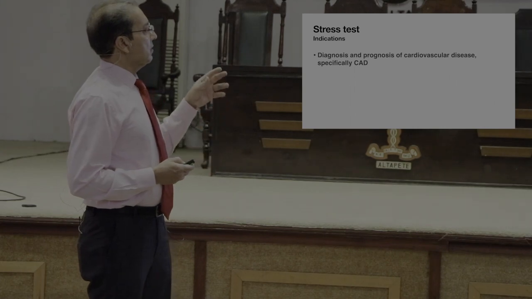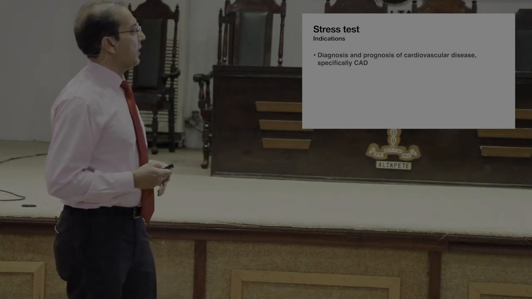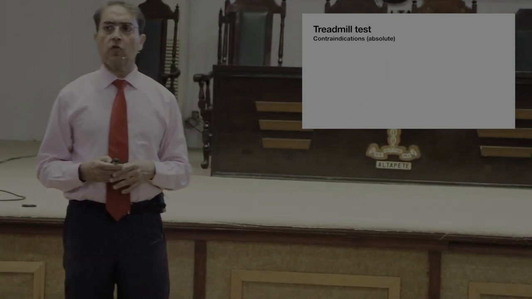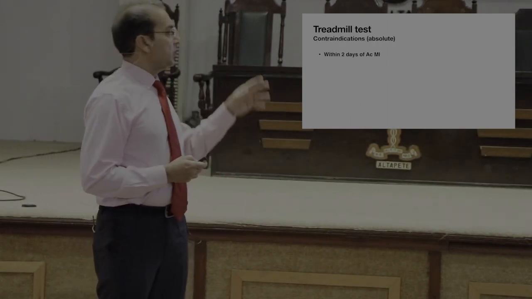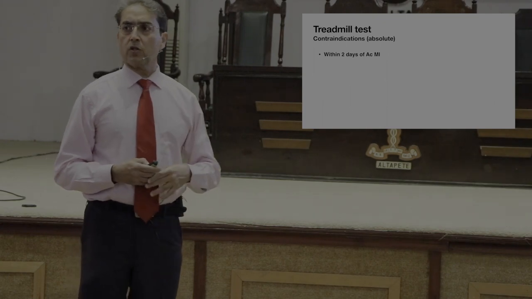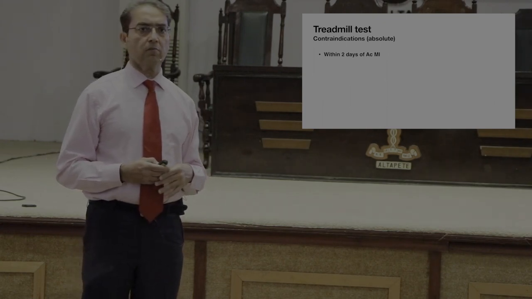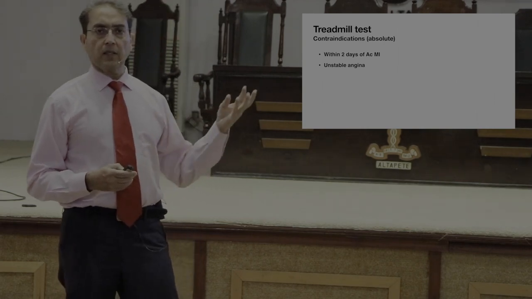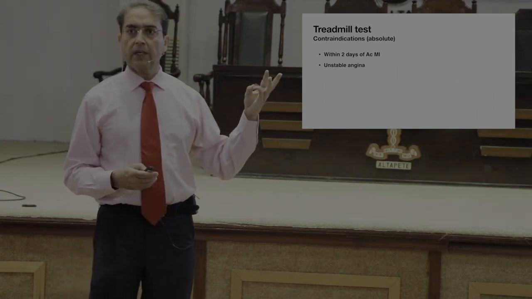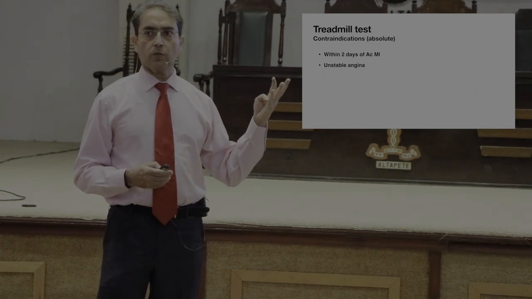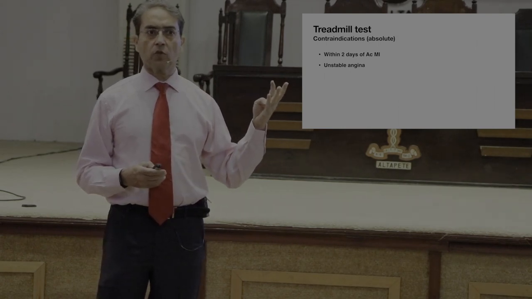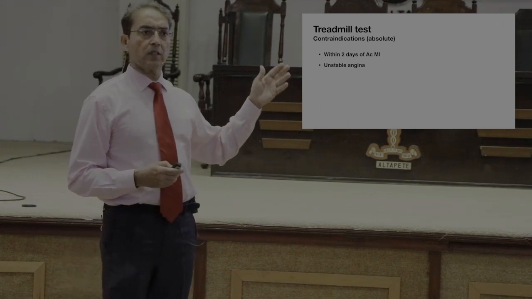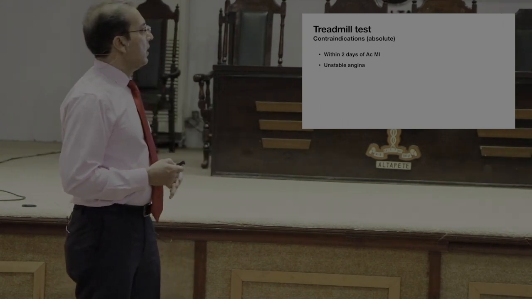Now the treadmill test, what are the contraindications for the treadmill test? Within 2 hours of acute myocardial infarction, we don't go for a stress test. If the patient has unstable angina, it's contraindicated. What is unstable angina? Unstable angina is crescendo angina, angina at rest, post myocardial infarction angina. So this is unstable angina. We'll see in coronary artery disease what the different types of angina are.